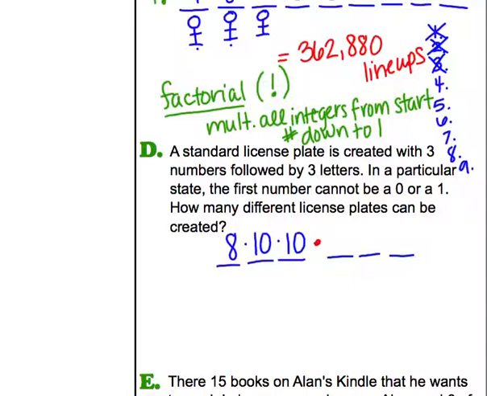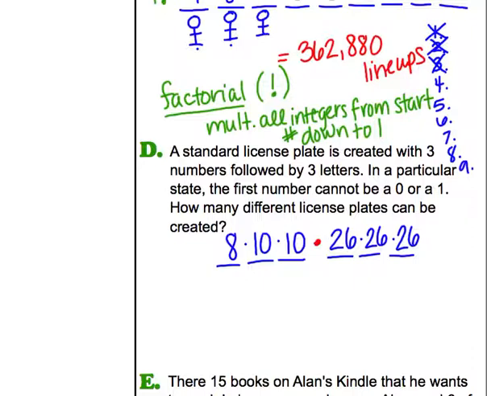Now, when it comes to the next three, it's 3 letters. Well, I know that I can repeat letters if I would like, and I have 26 letters in the alphabet to choose from. And then I still have 26 letters in the alphabet to choose from, and then I still have 26 letters in the alphabet to choose from, because this could possibly be 555 AAA. It does not matter.